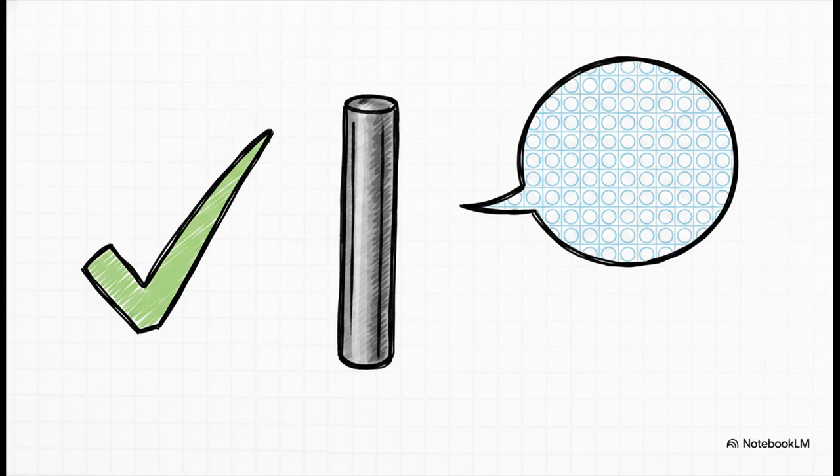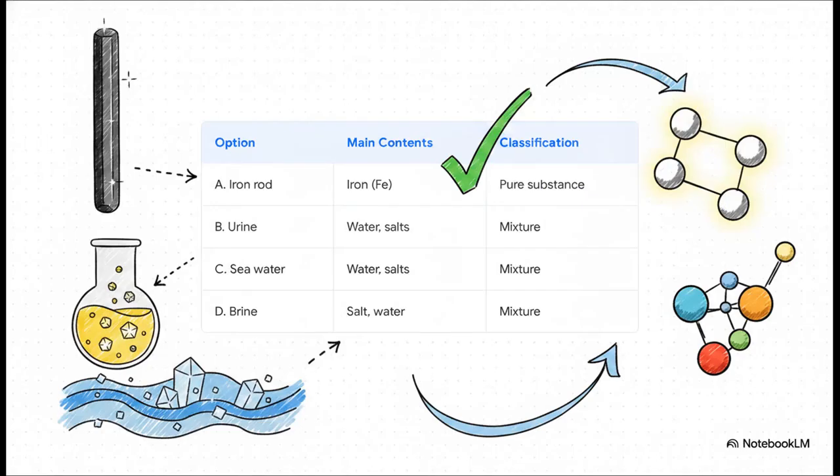It is definitively pure. So, laying all the evidence out side by side, the path to the correct answer just reveals itself logically. By systematically checking the contents of every single option, we definitively conclude that the iron rod is the only option that is not a mixture. We found multiple substances in urine, seawater, and brine, leaving option A as the undeniable correct choice.